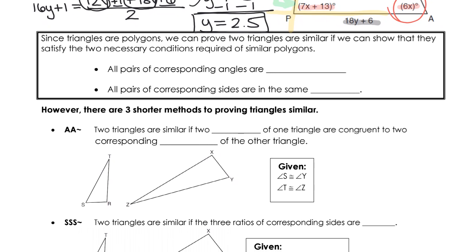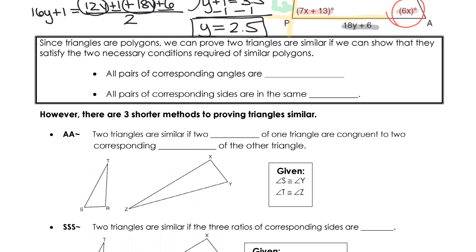So remember that when we were proving triangles congruent, we had theorems, right? When we were proving triangles congruent, our theorems were angle, side, angle, side, angle, side, angle, angle, side, side, side, side, and RHL. Remember those 5 theorems? All right, well, we have similar theorems when we're proving triangles similar. All right, so since triangles are polygons, we can prove 2 triangles are similar if we can show that they satisfy the 2 necessary conditions required of similar polygons. Okay, the first one, all pairs of corresponding angles are congruent. Remember that the angles have to stay the same.